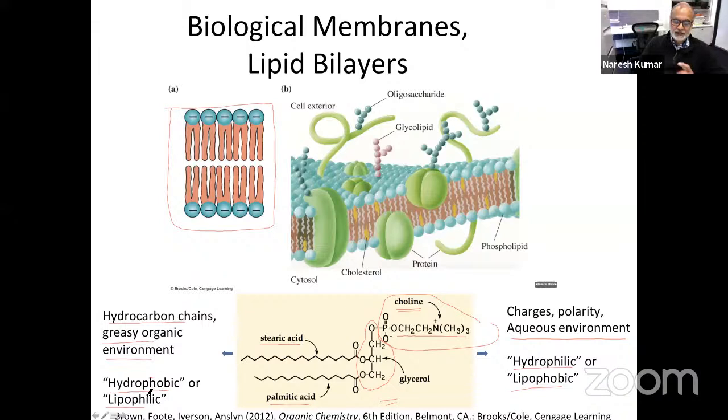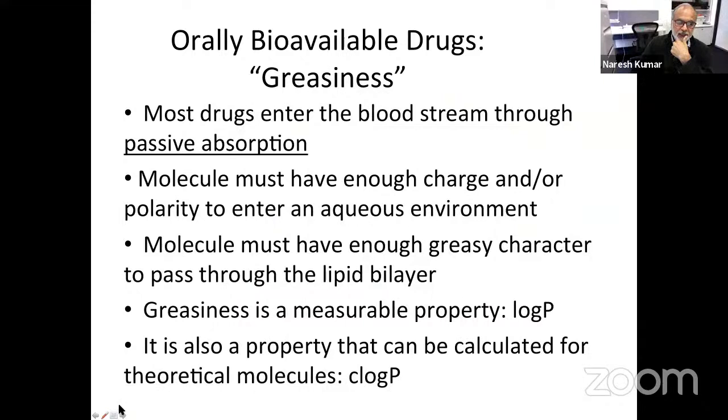That means the drug must have some polarity, some charge, and also it must have some greasiness to be able to go through the membrane. And we're going to be looking at that in a bit more detail and then see what happens. So this greasiness is very important. Most drugs will enter the bloodstream through passive absorption. Passive absorption means the drug is just going to go in the intestine, and then without any energy, it's just going to absorb through that membrane into the bloodstream.